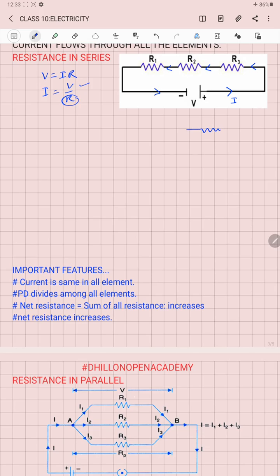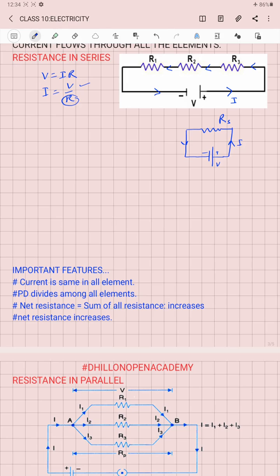Suppose that instead of using three different resistances R1, R2 and R3, we use a single resistance RS and we combine it with the same battery of potential difference V. In this case, after completing the circuit, if the current flowing in the circuit is the same as the current flowing when R1, R2, R3 are connected in series with the battery, then the function of the resistance in both the figures is the same. That means the same current is flowing. So if this condition is satisfied, then RS is playing the same role as R1, R2 and R3 when they are combined individually in the circuit.